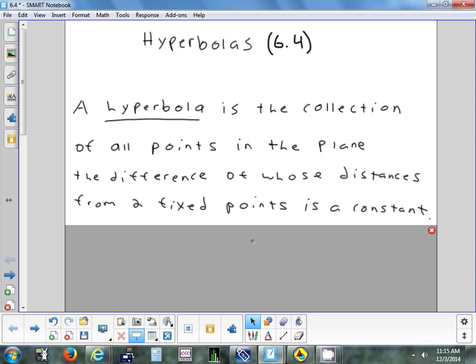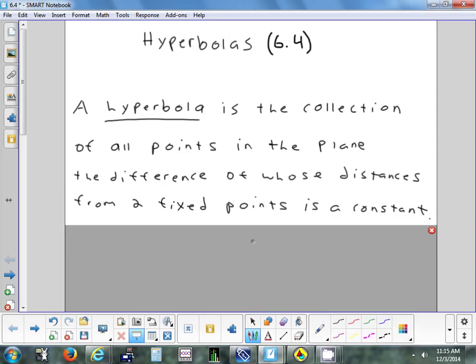Where the difference between two fixed points is a constant. Okay, so it's a collection of all points in the plane, the difference of whose distances from two fixed points is a constant. This is almost identical to an ellipse. If you change one word in that definition, it is the definition of an ellipse.